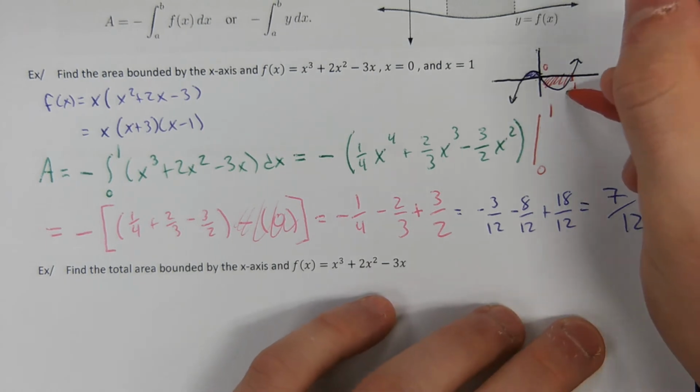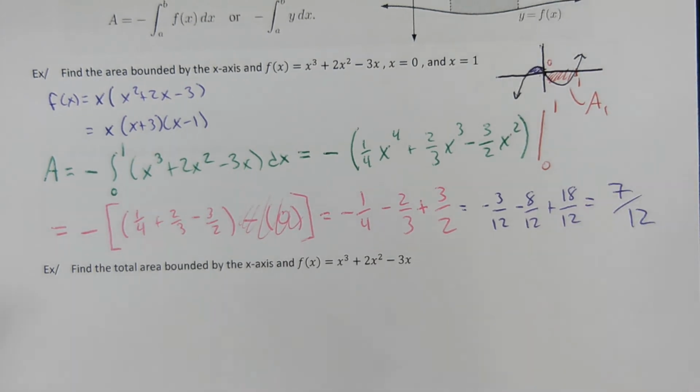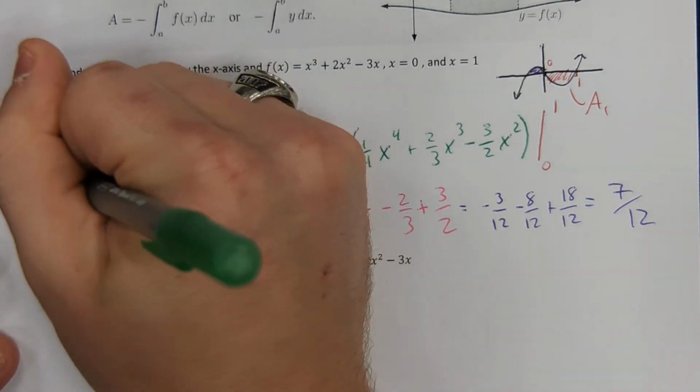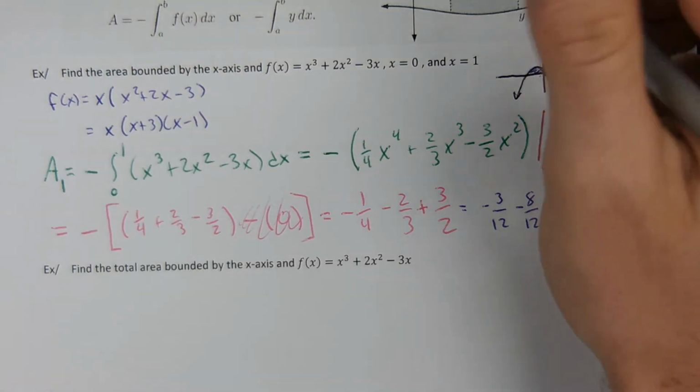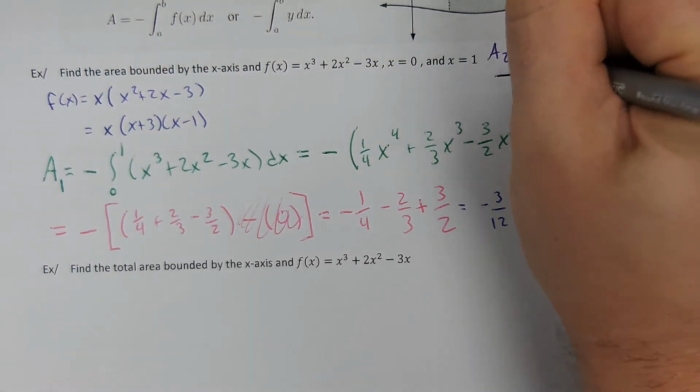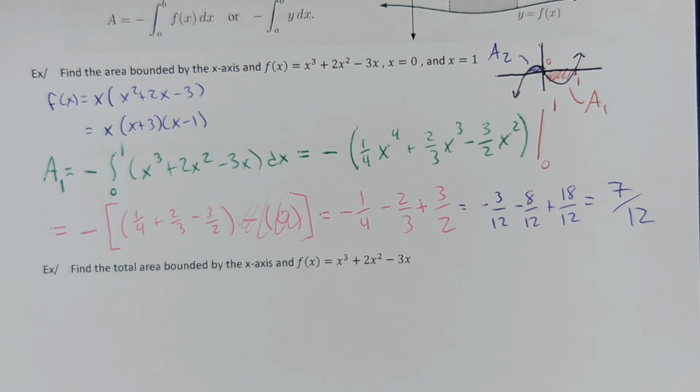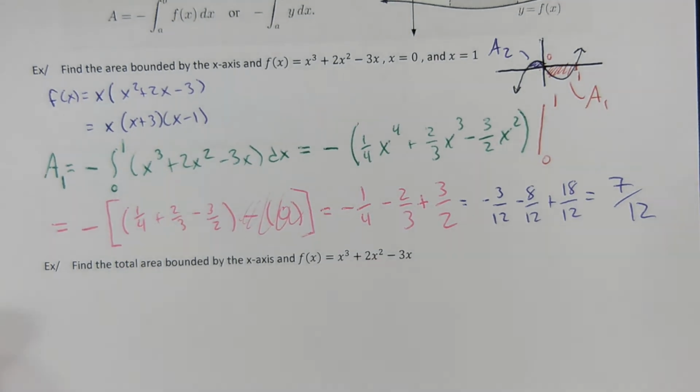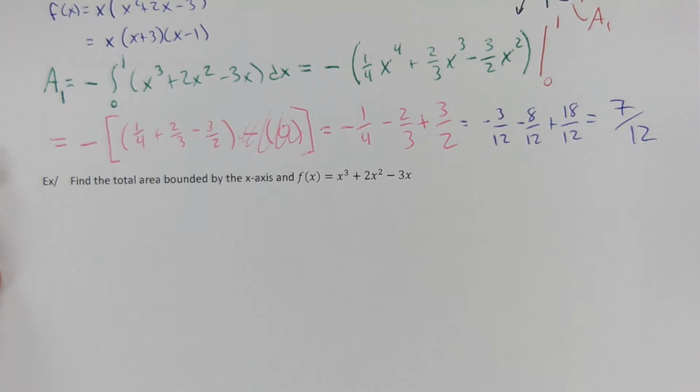We'll say that this one here is area 1, and come back and say A1 equals. And we'll say this one here is area 2, so we can say A2 equals. How about that? And then we'll just add them together to get the total area. Yeah? Good? All right. Let's find the total area bounded by.